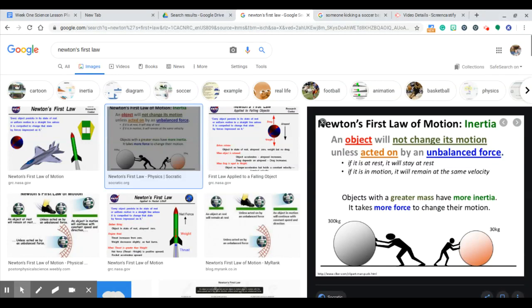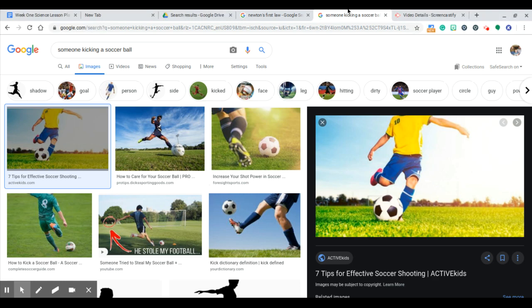So this is an example of what you cannot have. You cannot just put a slide up that explains this is Newton's law. Somebody else made this slide. I just Googled Newton's first law. What you should do is just find an example of Newton's first law.